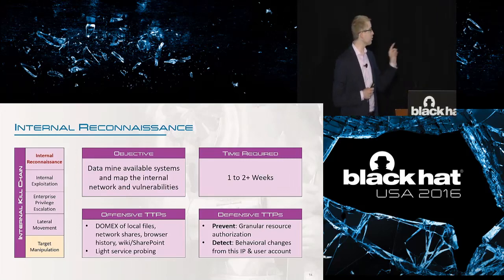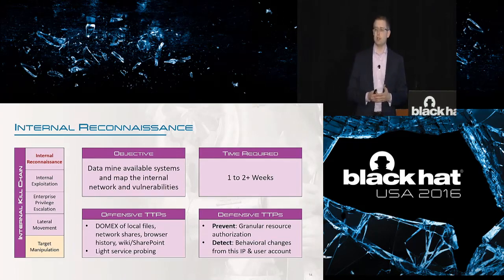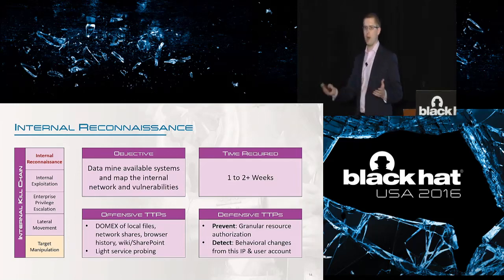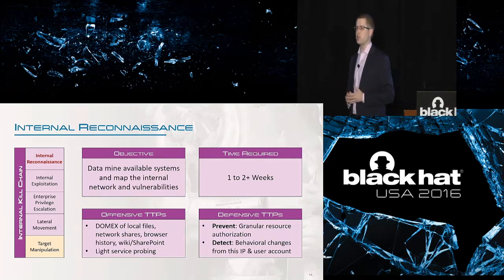So for internal reconnaissance here, again, we're skipping over the legacy kill chain. So the adversary has access to the internal network. They likely have access to a single user's workstation. Now what? They're looking to remain undetected.